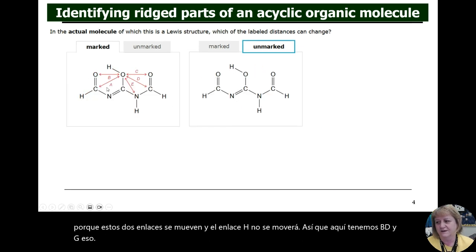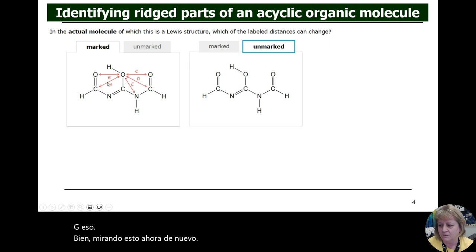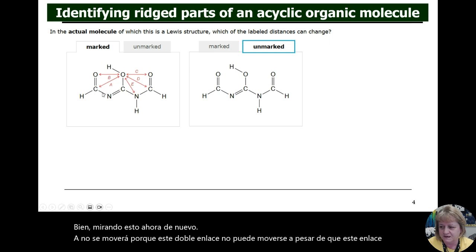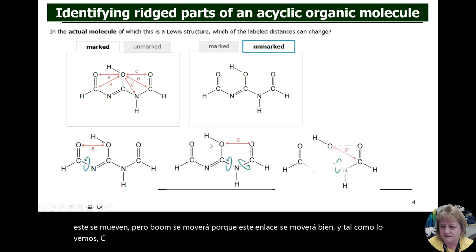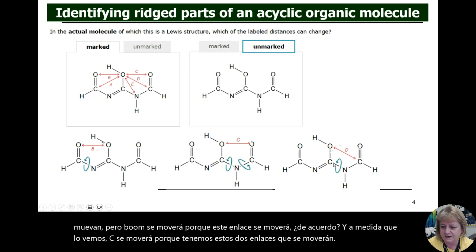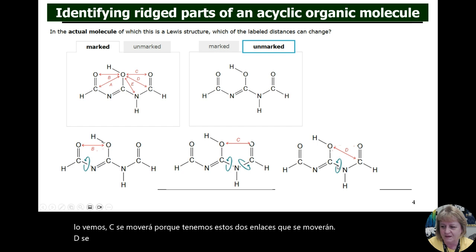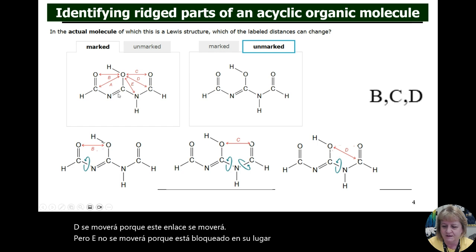Okay, looking at this now again. A will not move because this double bond can't move, even though this bond and this bond move. But B will move because this bond will move. Okay, and as we look at it, C will move because we've got these two bonds that will move. D will move because this bond will move. But E won't move because it's locked into place by this double bond. So we've got B, C, and D that will move.